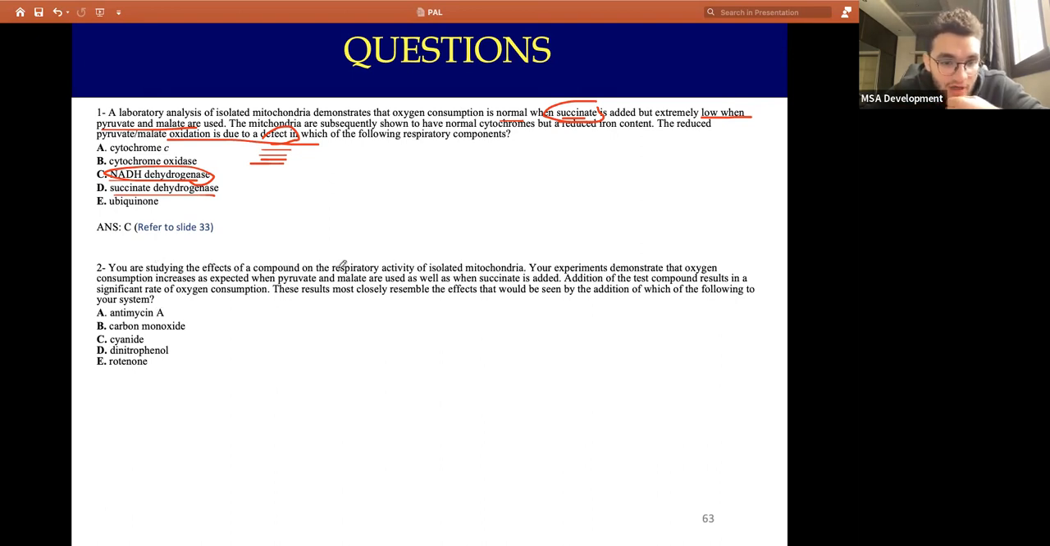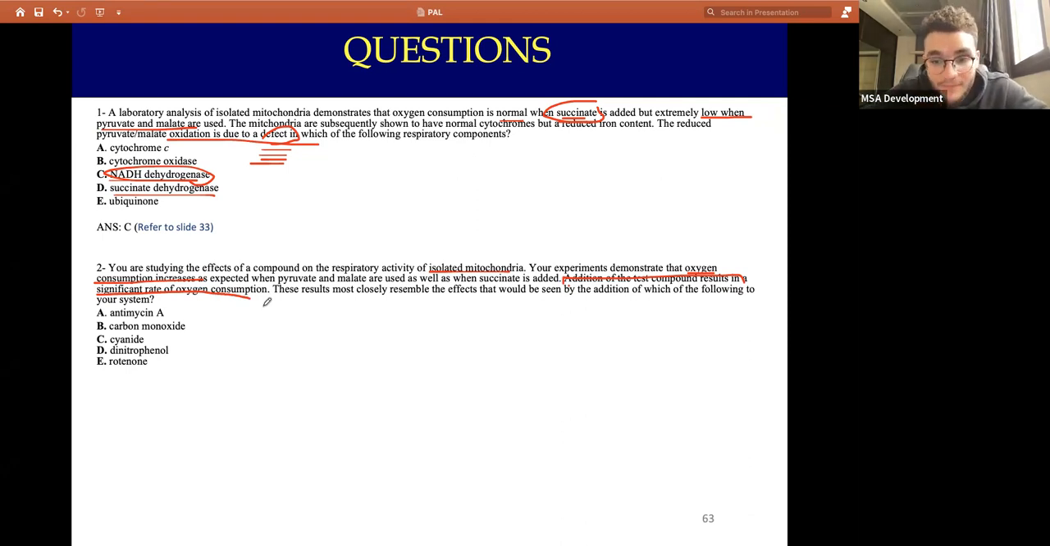So you're studying the effects of a compound on respiratory activity of isolated mitochondria. Your experiments demonstrate that oxygen consumption increases as expected when pyruvate and malate are used, as well as when succinate is added. So complex number 1 and complex number 2 are fine, because oxygen consumption increases as expected. So it's normal. However, addition of a test compound, which is the main point of the question, shows a significant increase in the rate of oxygen consumption. So oxygen consumption increases significantly, but it's not due to complex 1 or complex 2.